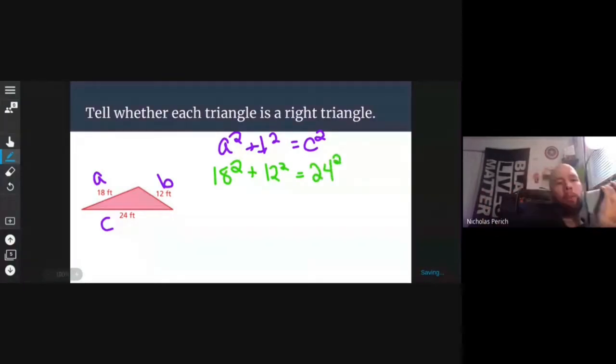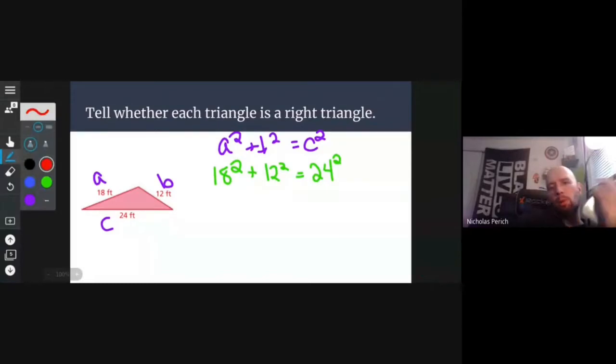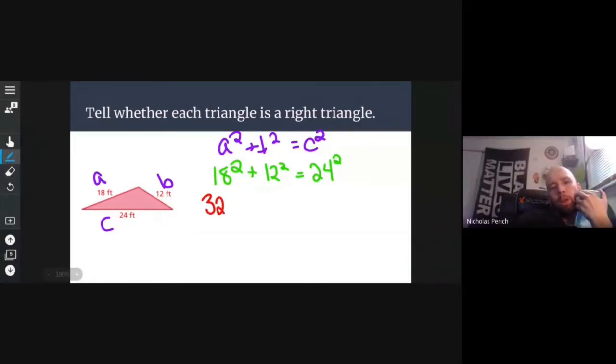18 squared. 18 raised to the second power is 324. I know that 12 squared is 144 because I have it memorized. 24 squared. 24 raised to the second power is 576.